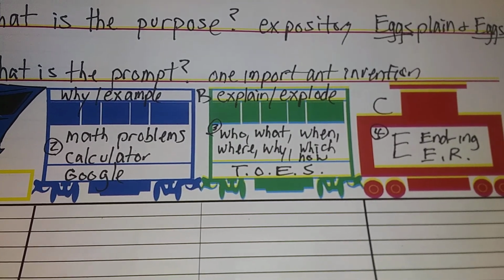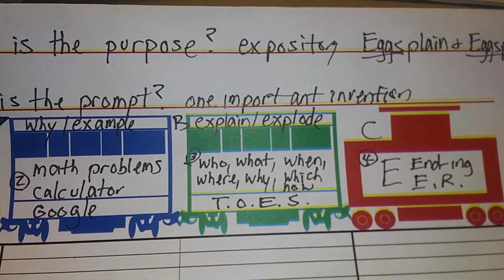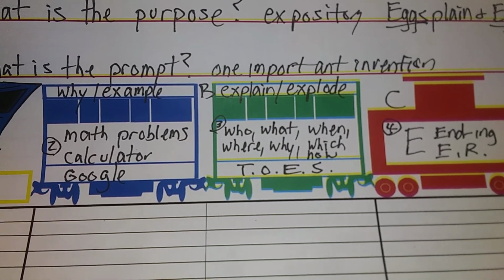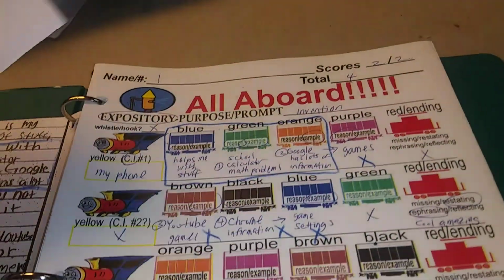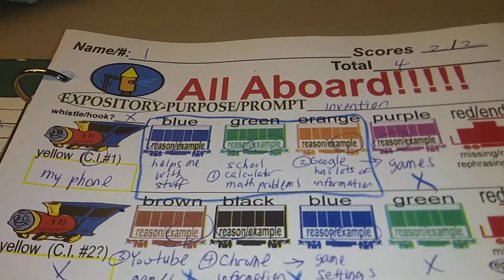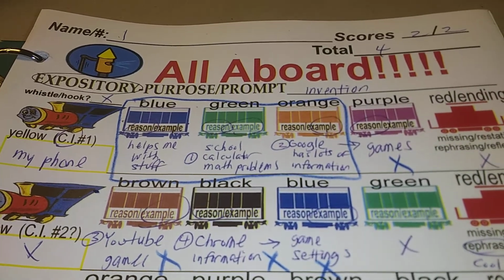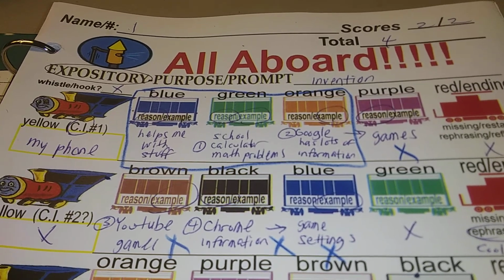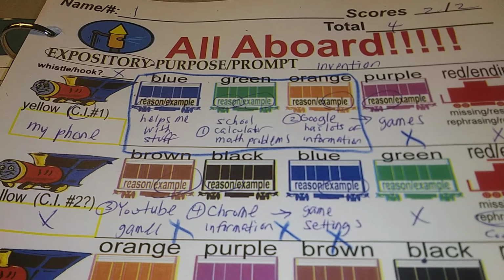6 W's plus 1, who, what, when, where, why, which, how, and we're going to try and explode them with voice and vocabulary using the acronym TOES. And so as you can see here, the student, besides saying that the phone is going to help with the calculator, with Google, games, we're going to remove games, so it would be a red egg that we would take out. They're going to take out the YouTube with games. We're going to take out Chrome and the game settings.